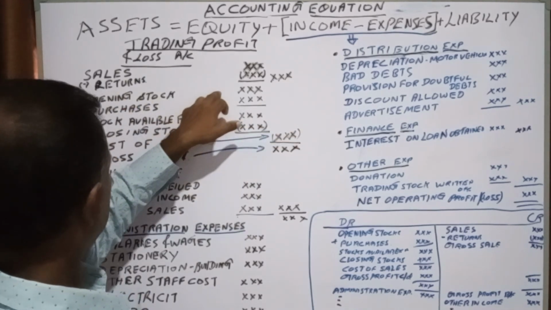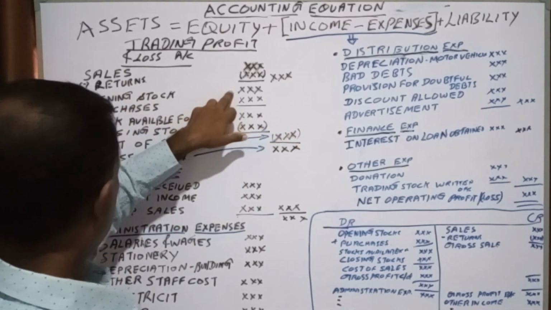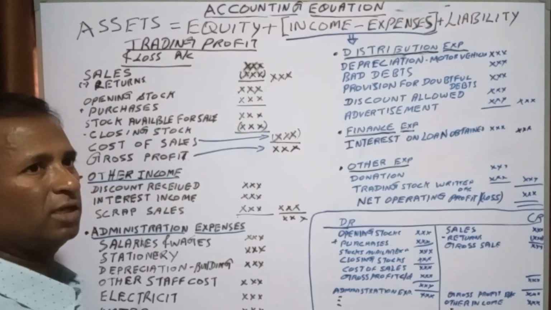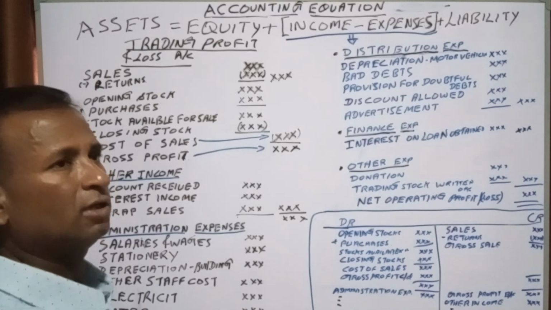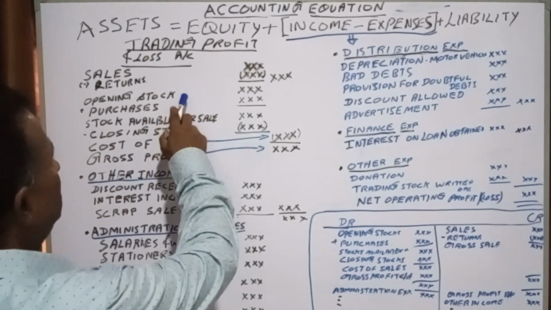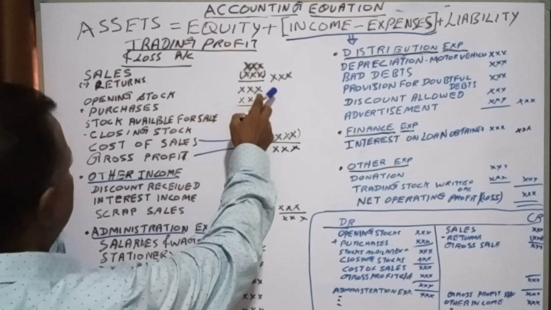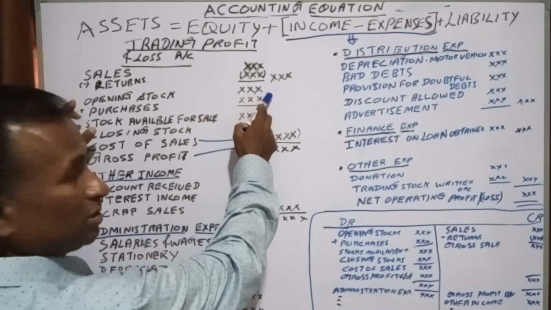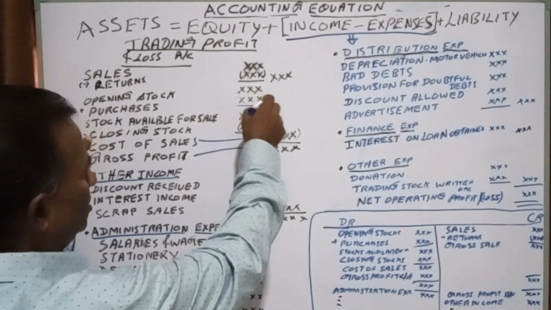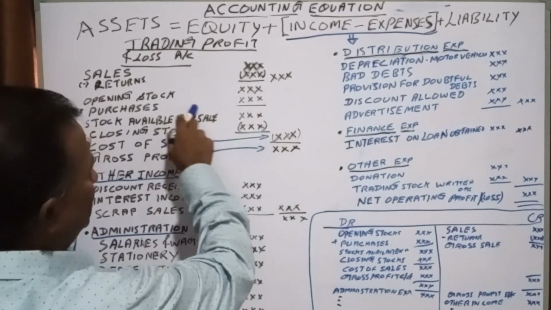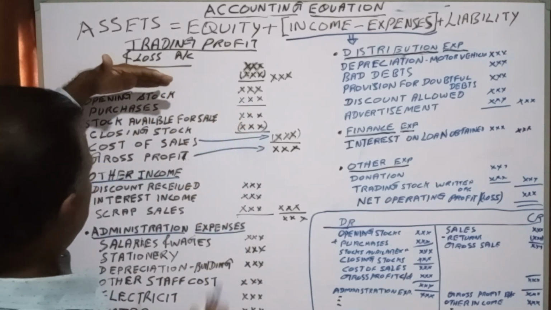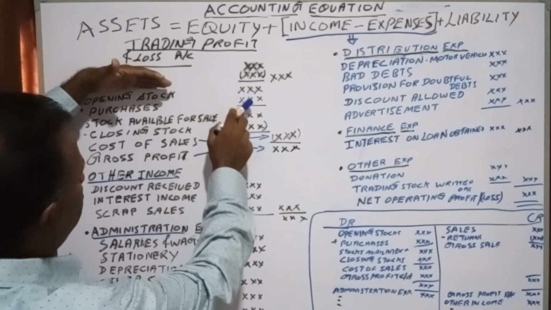Thereafter we are mentioning here opening stock, right? Opening stock is the stock available at the beginning of the financial year. Next one is purchases. During the year, purchases we are adding with the opening stock.